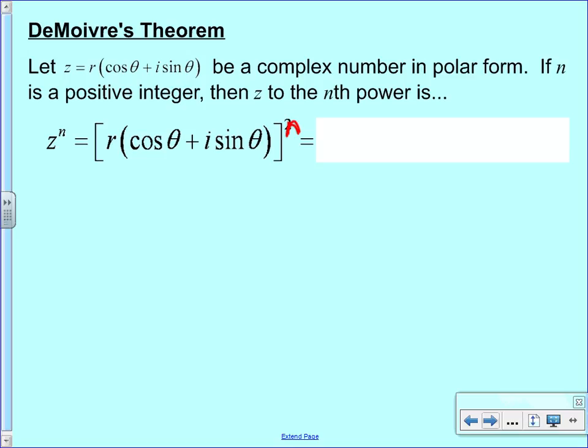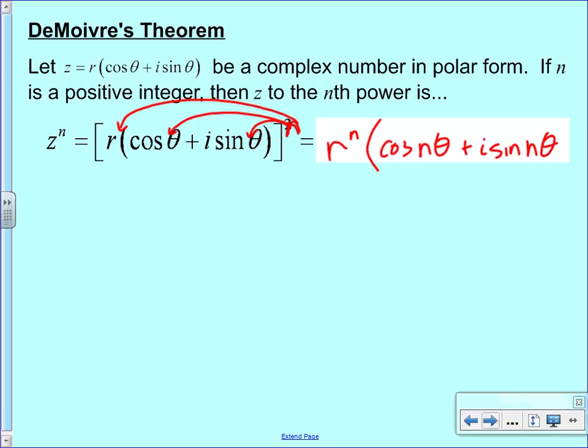So basically, you drop the power onto the r, so it goes r to the n, times, and then you multiply the power into the argument. So it's cosine n theta plus i sine n theta. This is if you want to take a complex number to a power, which means you can also find the roots of these things, which is going to be so much fun. It's going to happen.